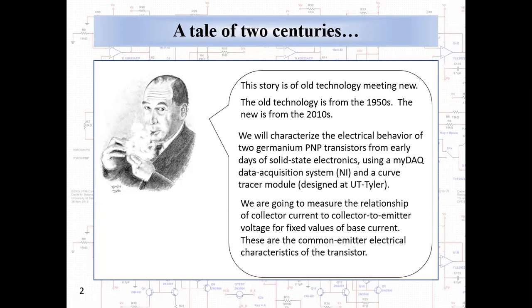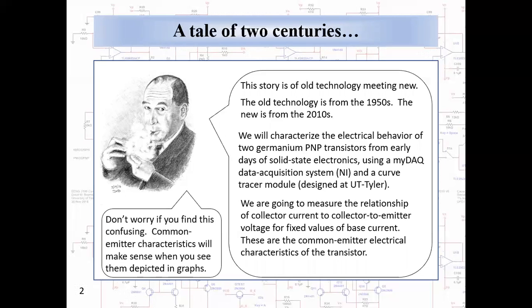We're going to measure the relationship of collector current to collector to emitter voltage for fixed values of base current. These are the so-called common emitter electrical characteristics of the transistor. But don't worry if you find this confusing. Common emitter characteristics will make more sense when you see them depicted in graphical form.